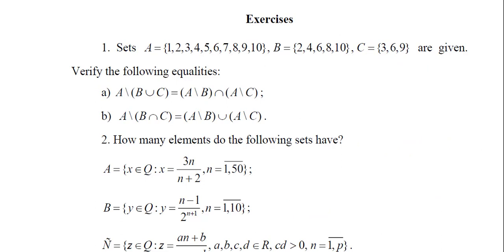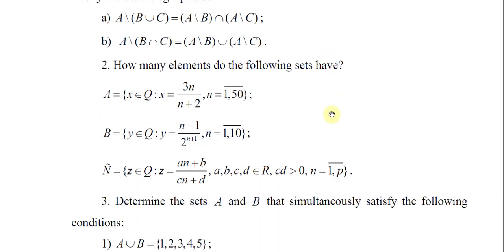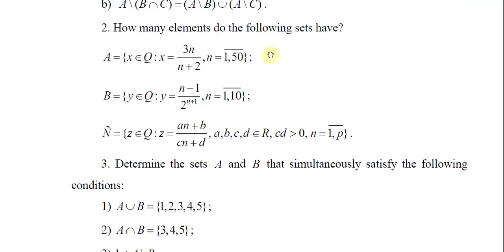Okay, now the second one: how many elements do the following sets have? Here x belongs to the set of rational numbers, and in 3n over n plus 2 we need to put instead of n from 1 till 50. We need to find how many rational numbers there are when n changes between 1 and 50.